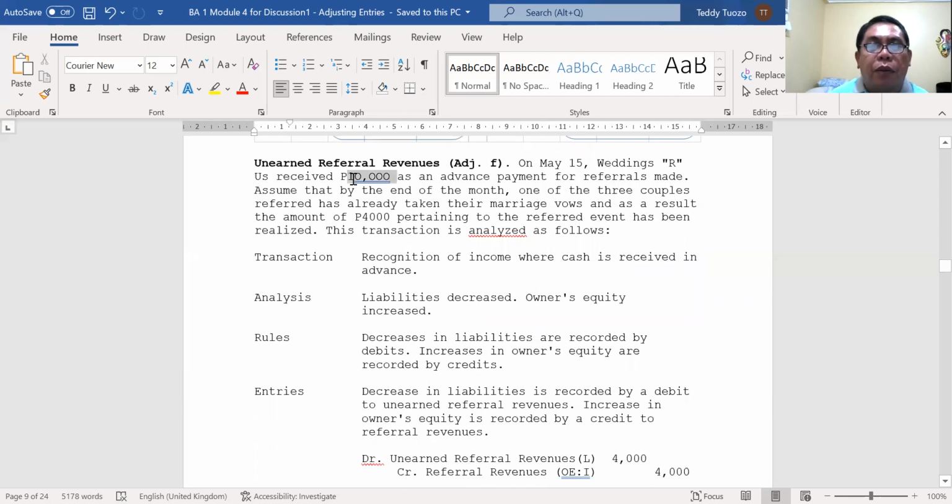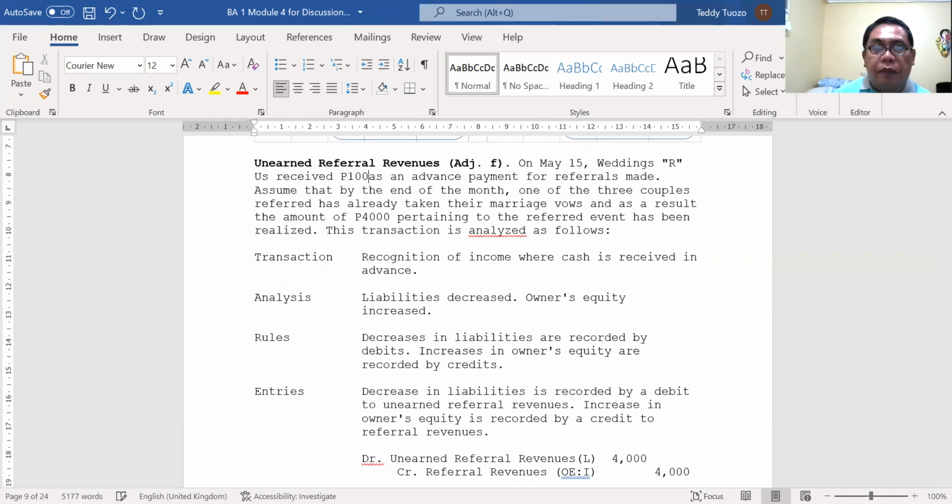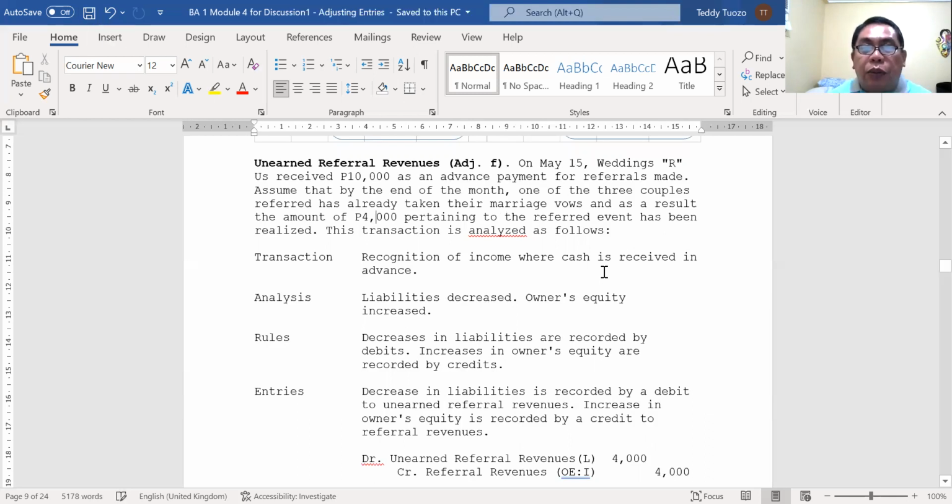So this referral revenue: on May 15, Weddings R Us received 10,000 as an advance payment for referrals made. Assume that by the end of the month, one of the three couples referred has already taken their marriage vows, and as a result, the amount of 4,000 pertaining to the referred event has been realized. This transaction is analyzed as follows.